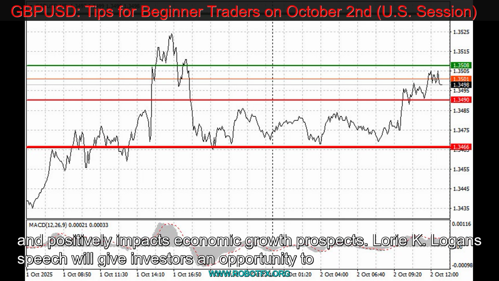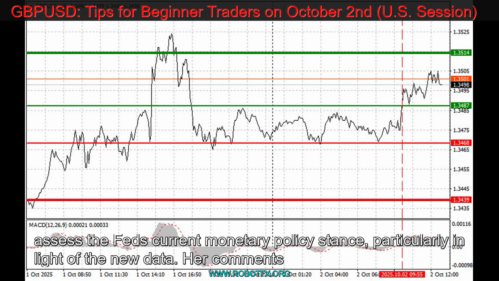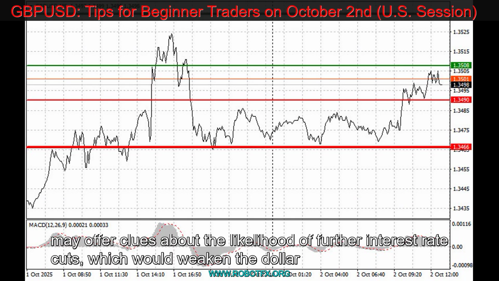Laurie K. Logan's speech will give investors an opportunity to assess the Fed's current monetary policy stance, particularly in light of the new data. Her comments may offer clues about the likelihood of further interest rate cuts, which would weaken the dollar even more. As for intraday strategy, I will focus mainly on implementing scenarios 1 and 2.